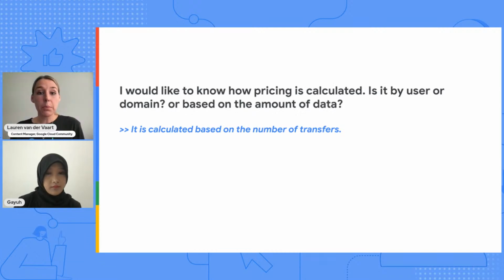So I'd like to know how pricing is calculated. Is it by user or domain, or is it based on the amount of data? So the pricing is calculated based on the number of transfers. So as long as you do a transfer from one source to one destination domain, that will be counted as one SKU.